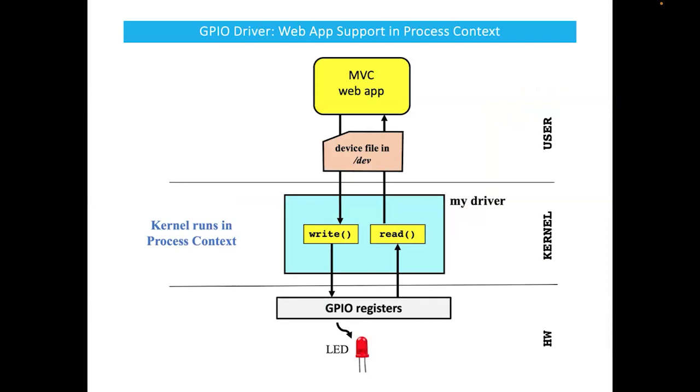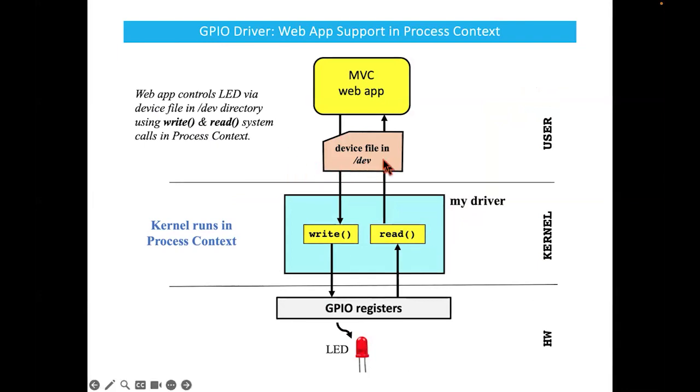So let's have a look on the user side first. We have at the top there the so-called web app, or the MVC, this model view controller type design pattern for the app. That controls the LEDs via a device file. So this is a very common way of interfacing to a driver in Linux. You have a device file in the /dev directory. And these device files basically represent devices and drivers as files. That's the old Unix philosophy of everything is a file. Which means that you can use operations like read and write as if you're reading or writing to a file.